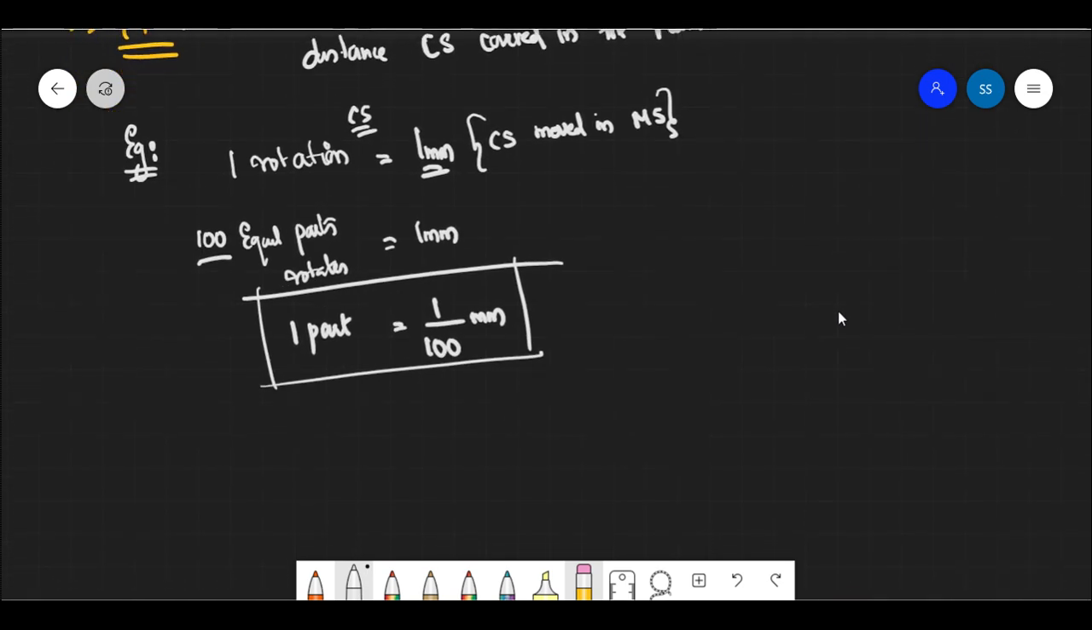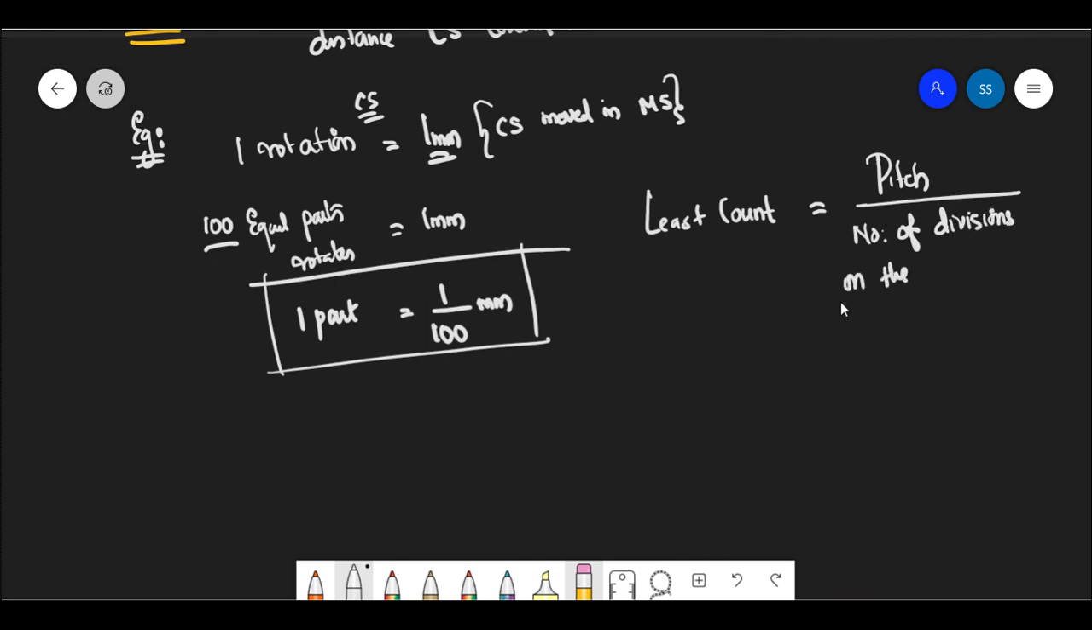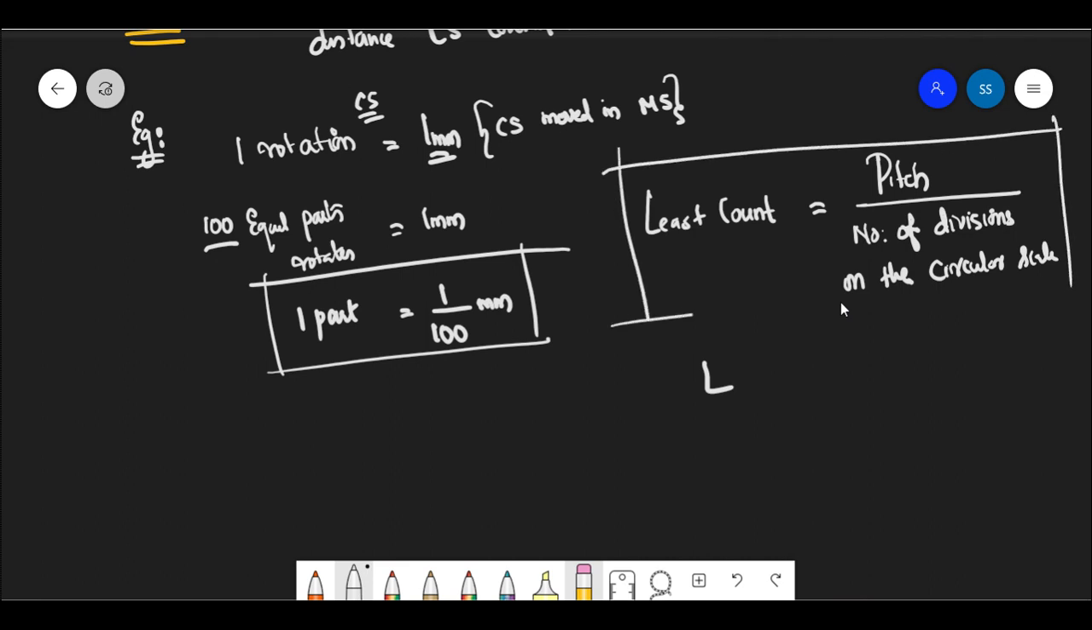So let's put this thing in an equation. The least count, we can see that it is the pitch upon the number of divisions on the circular scale. So if you see this, the least count is pitch upon the number of divisions.